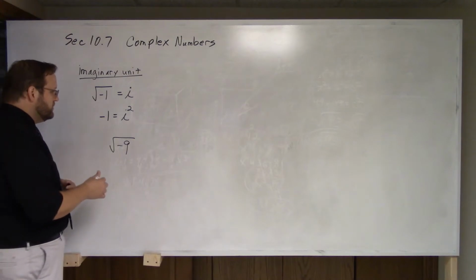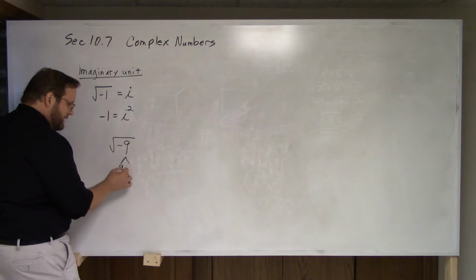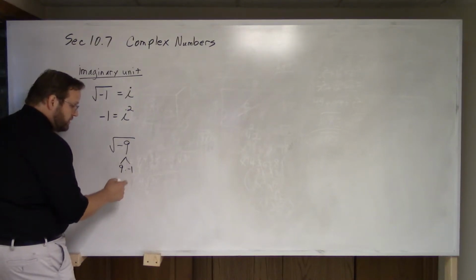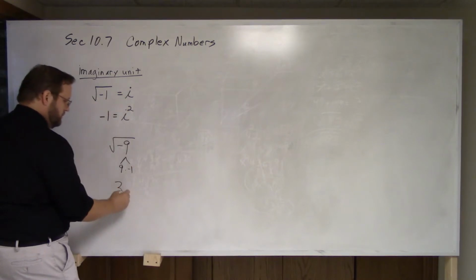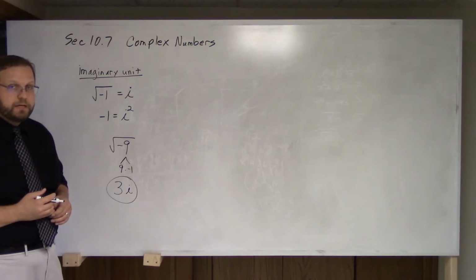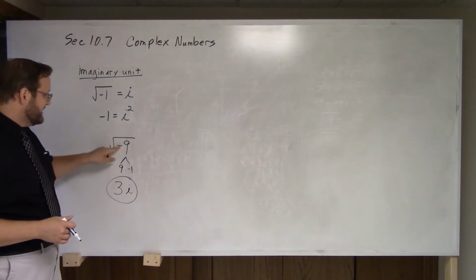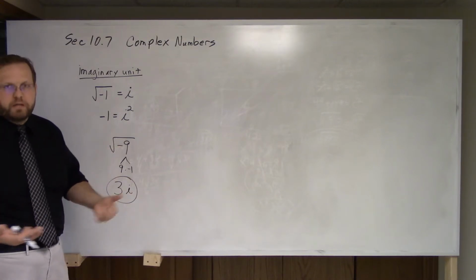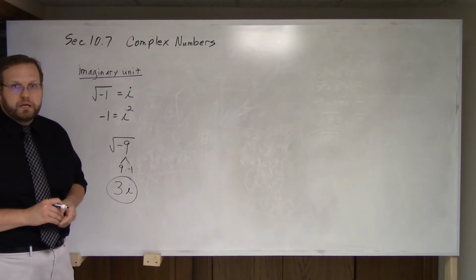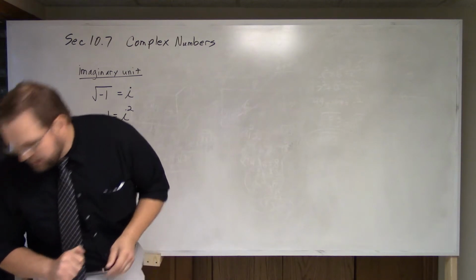So what we're going to be doing is thinking of this -9 as a 9 times -1. Square root of 9 is 3. Square root of -1 is i. And that's all there is to it. A more simplified way of thinking about it is square root of 9 is 3 and the negative comes out as an i. It's a -1, but you can think of taking that negative sign out as an i. How about something like this?